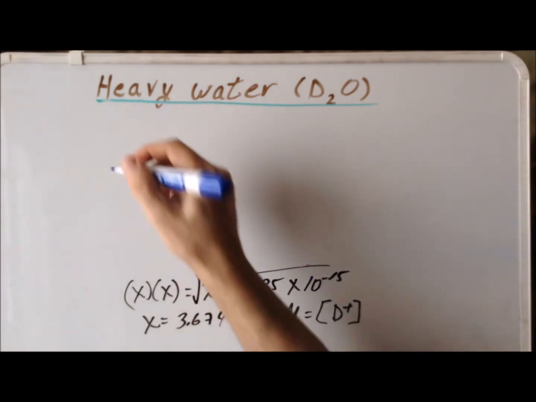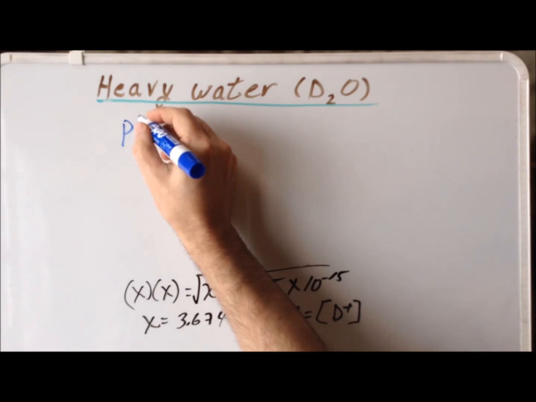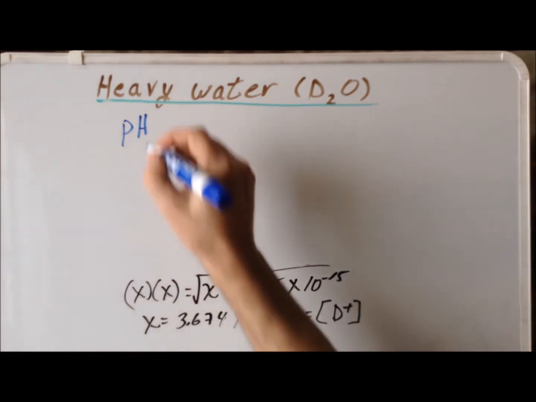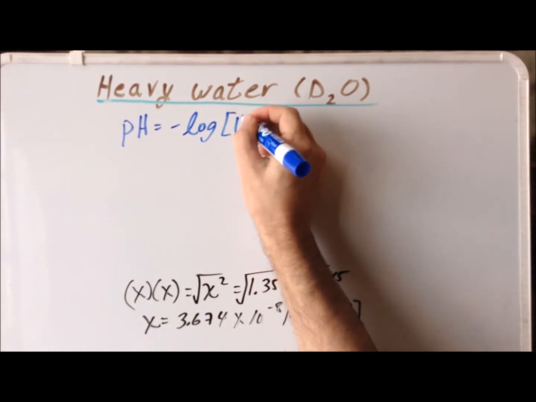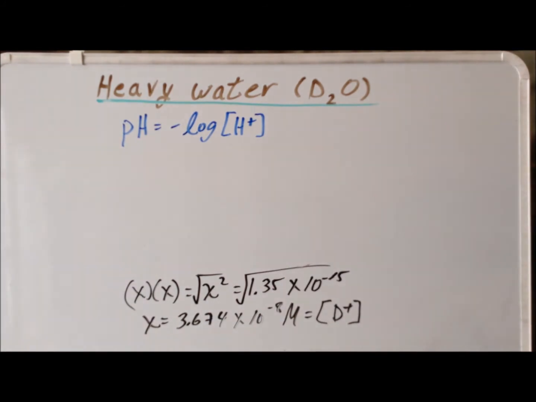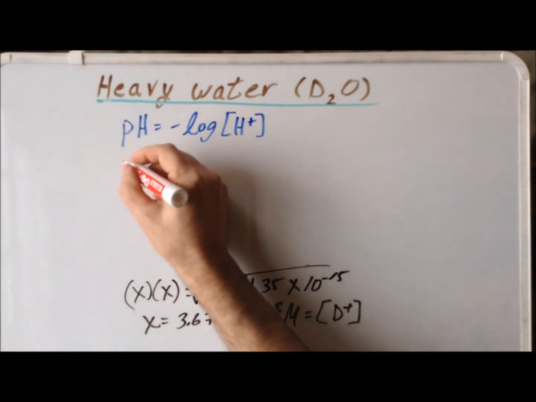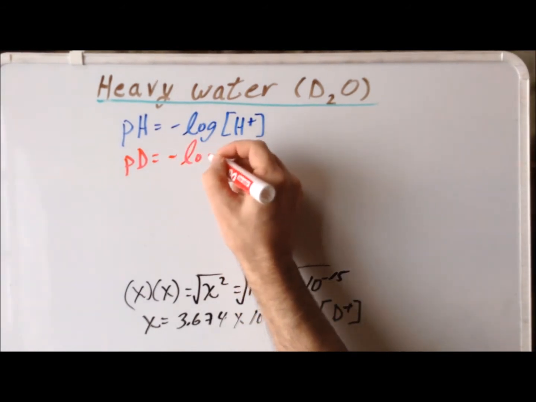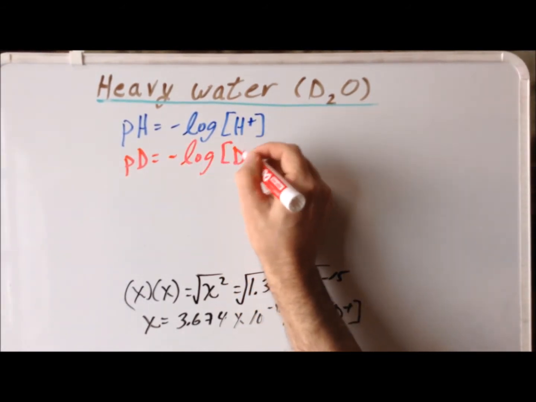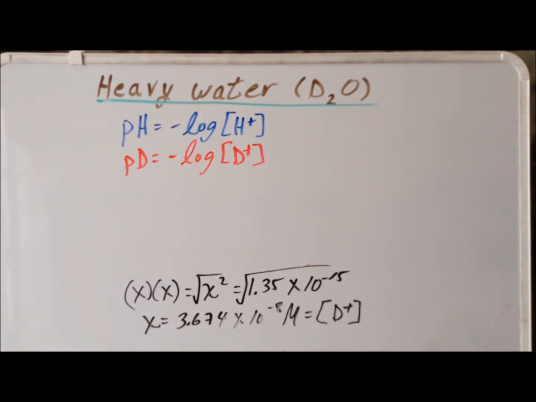We recall that in solutions of ordinary water, we can define a function called the pH, which by definition is the negative log of the concentration of H plus in that solution. So exactly by analogy, we can define a new function, pD, where this is the negative log of the concentration of D plus in the solution. So what we'd like to do now is to figure out what pD is going to be in the case of a solution of pure heavy water.